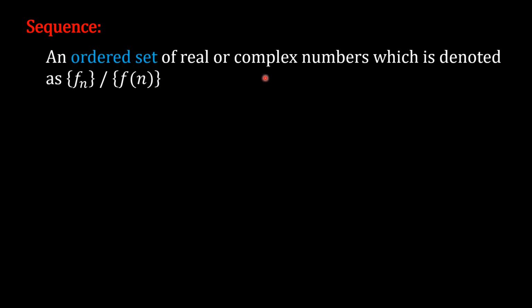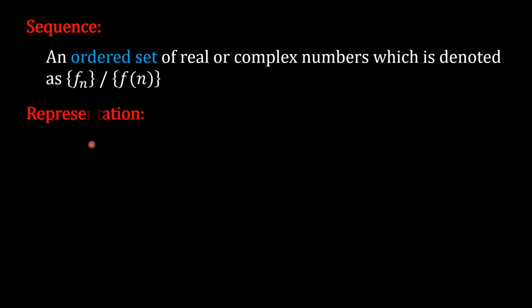In the prerequisites, we are going to see what is meant by the sequence, causal sequence and properties of the sequence. So first of all, we will define sequence. Sequence is an ordered set of real or complex numbers which is denoted in curly braces as f suffix n or in curly braces f of n.